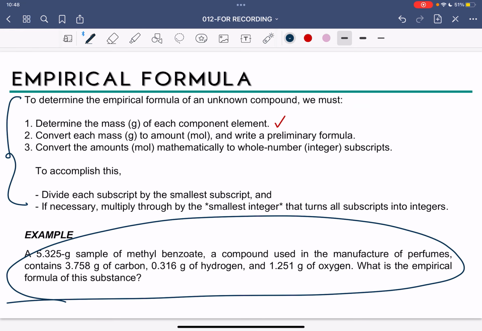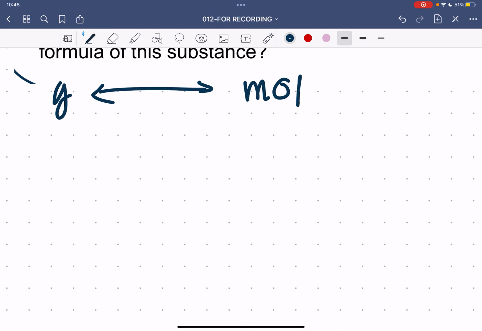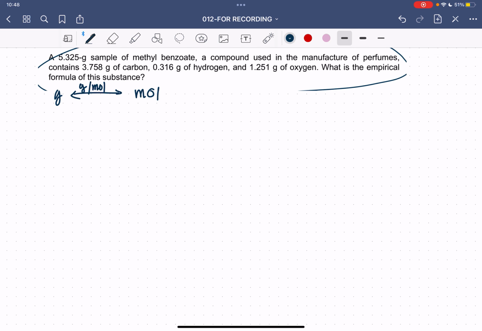The second step, convert each mass to mole and write a preliminary formula. So, unsaon man nato? If mag-convert ka paingon to amount of substance or mole, imong gamiton, imong conversion factor diri should be grams per mole. Okay, so let's do that for carbon.